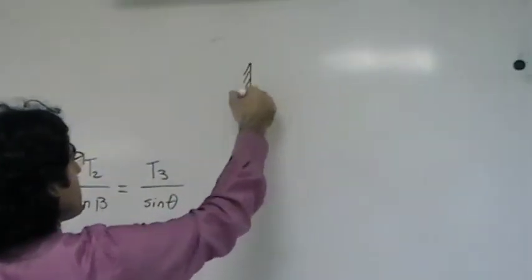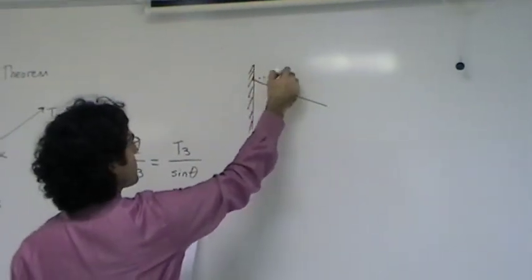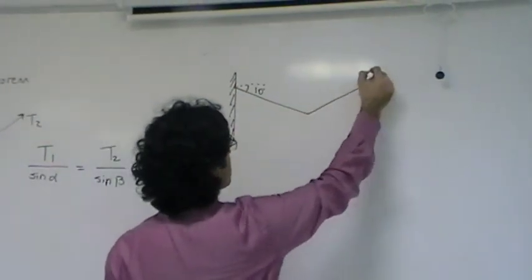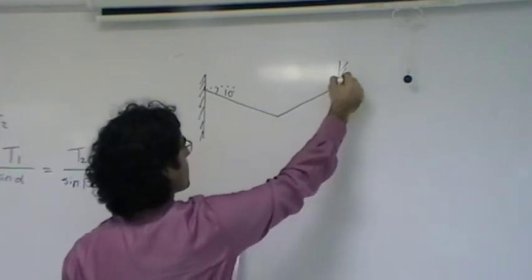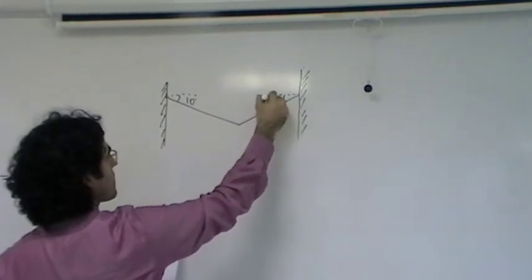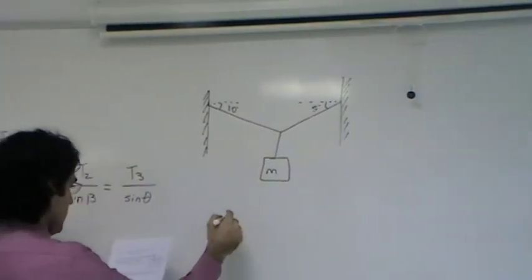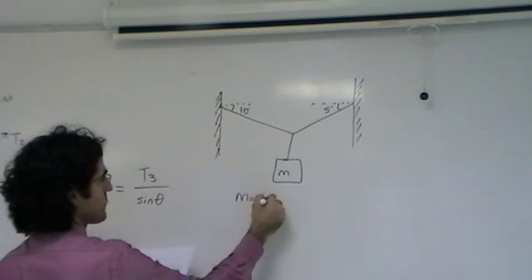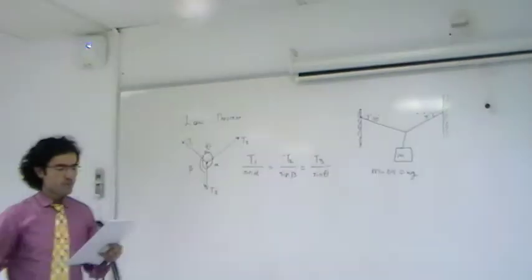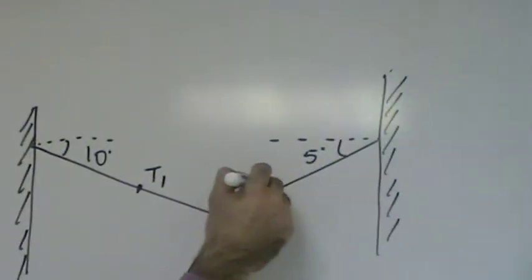Let's say there is a wall over here, there is a string attached, and the angle between the string and the horizontal is 10 degrees. There is another string over here which is also attached to a wall, making an angle with the horizontal. Let's say this is 5 degrees. And let's say there is a mass attached here, and this mass is equal to 65.0 kilograms. Now, using Lami's theorem, find tension 1. This is tension 1, and this is tension 2.